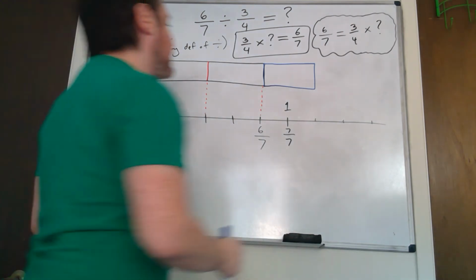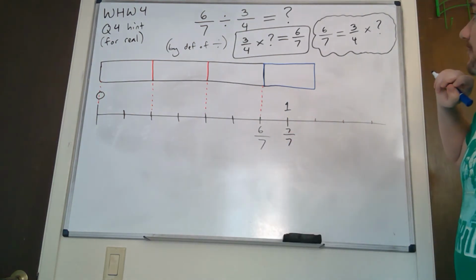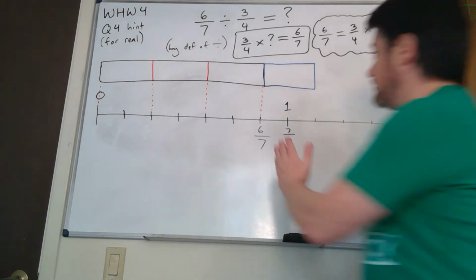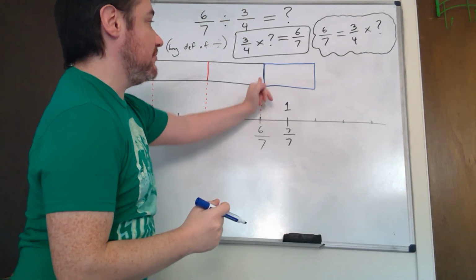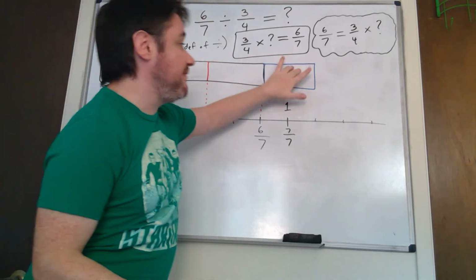Okay, so now what is my answer? So let me try to interpret this now. 6/7 is the same as 3/4 of a question mark. So 6/7 down here is the same as 3/4 of the question mark. Where's 4/4 of the question mark? That would be here. 1, 2, 3, 4/4.